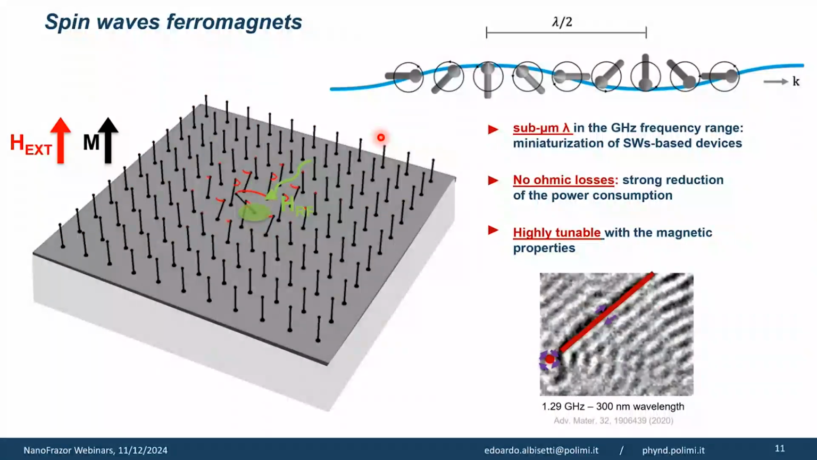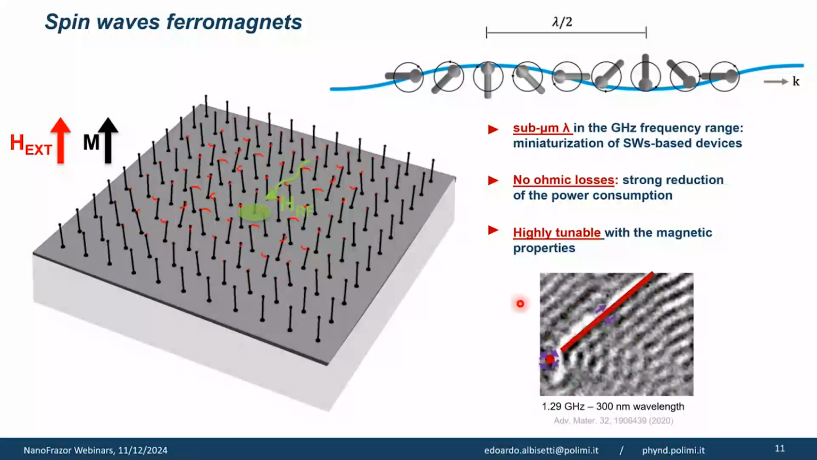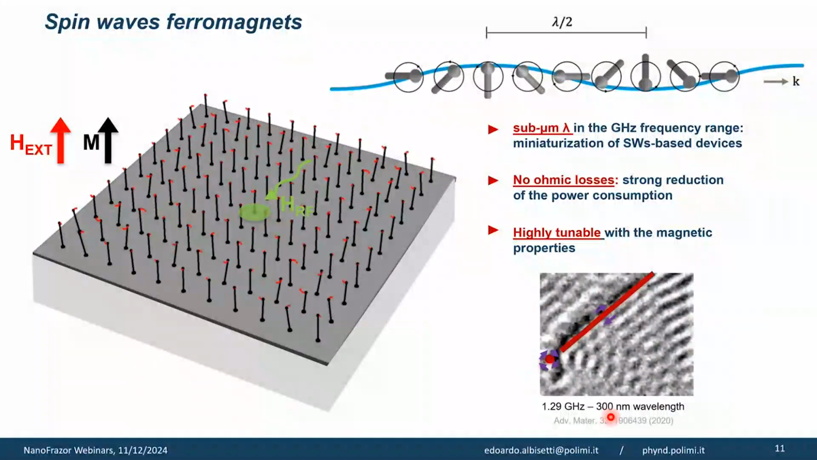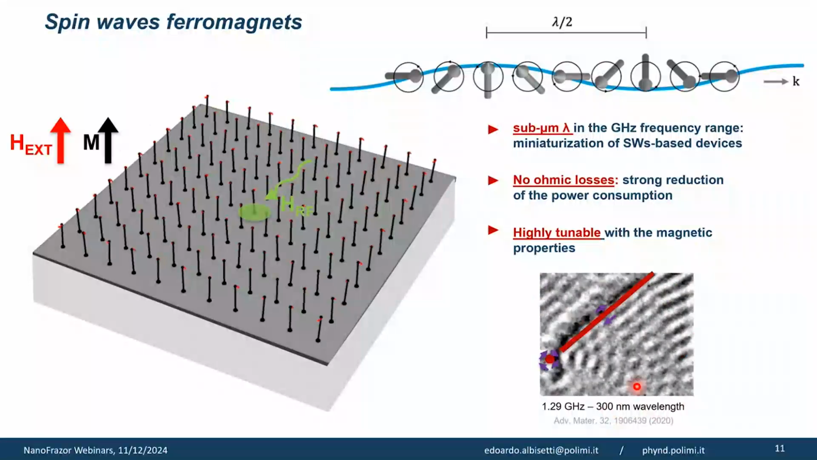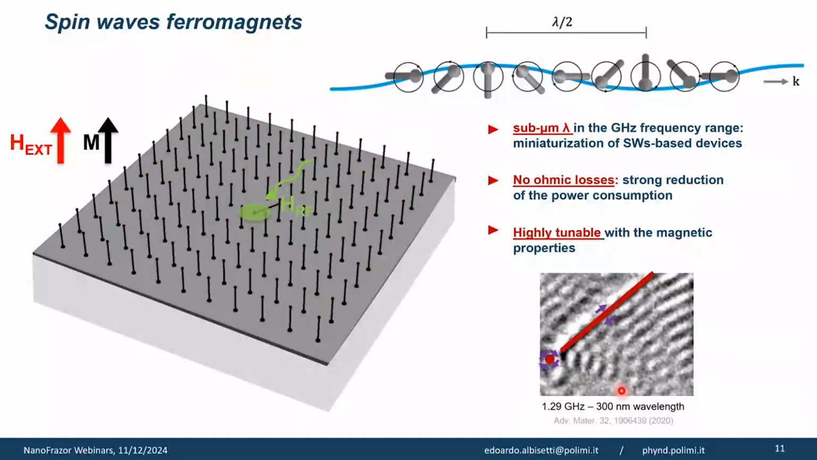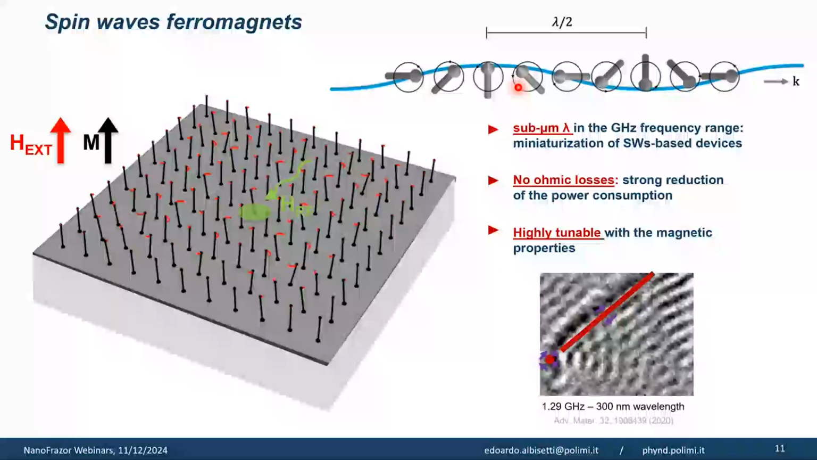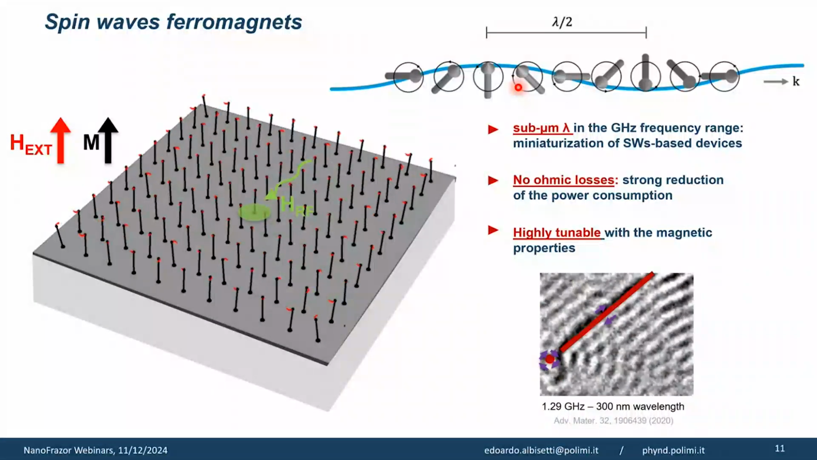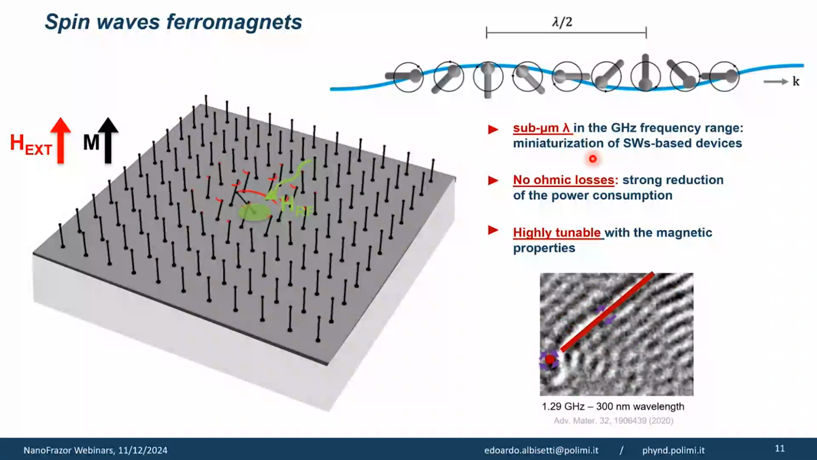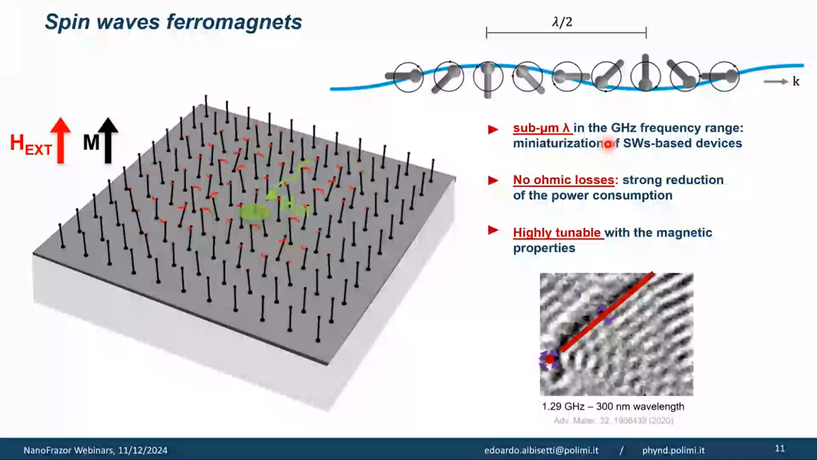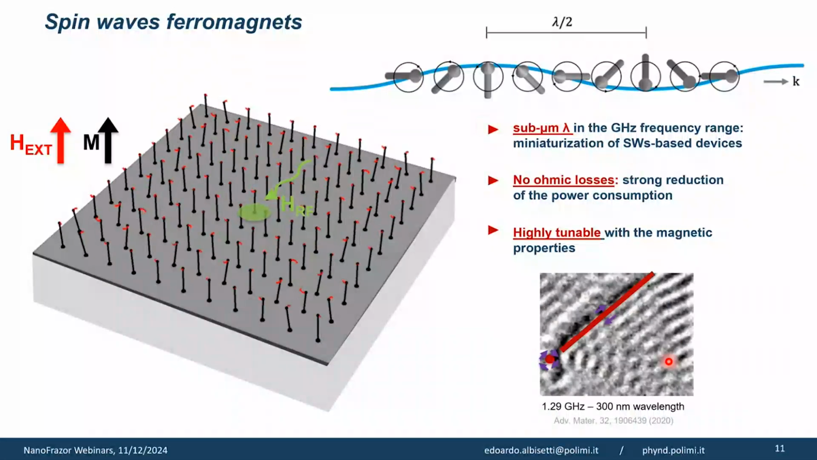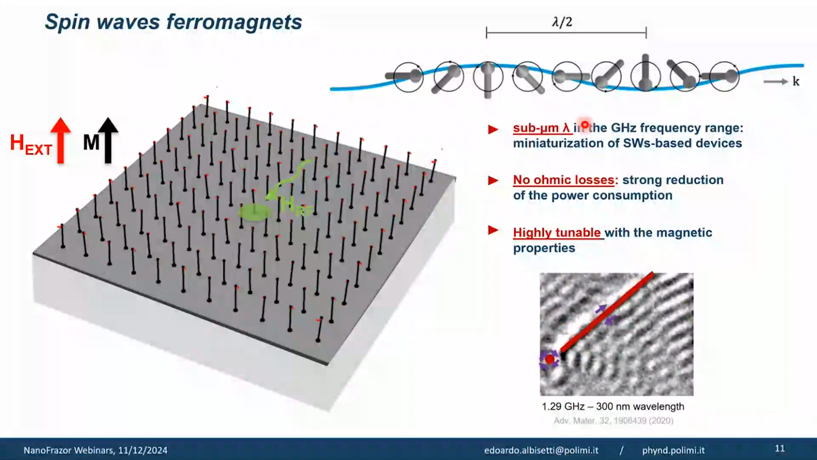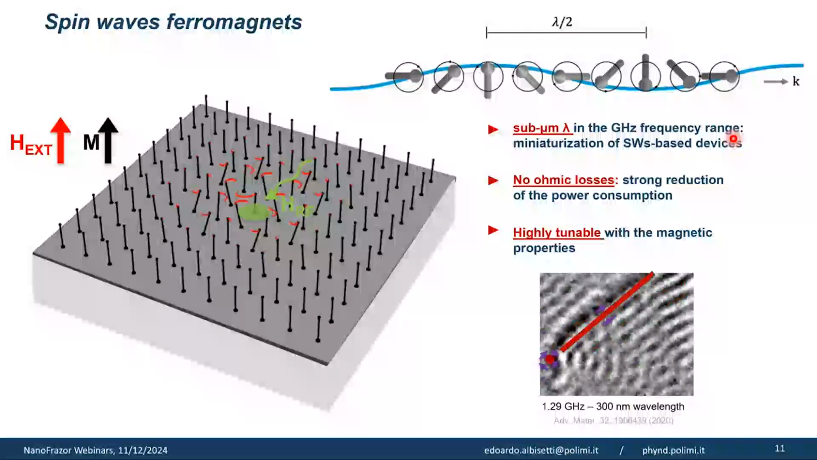And there are a few nice properties of these waves. This is, for example, what they look like when we measure them at the synchrotron. These are spin waves with a 300 nanometer wavelength at 1.29 gigahertz that propagate within a ferromagnetic material. Of course, they're waves, so they have all the properties of waves, wavelength, dispersion. But the interesting thing about spin waves that makes them very interesting for applications is that they have a really low wavelength, submicron, such as in this case where it's 300 nanometers, in the gigahertz frequency range that is interesting for data processing and signal processing.